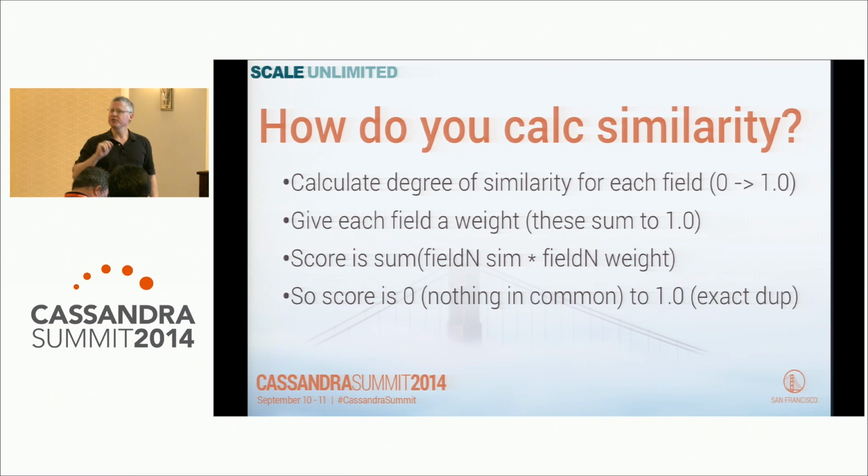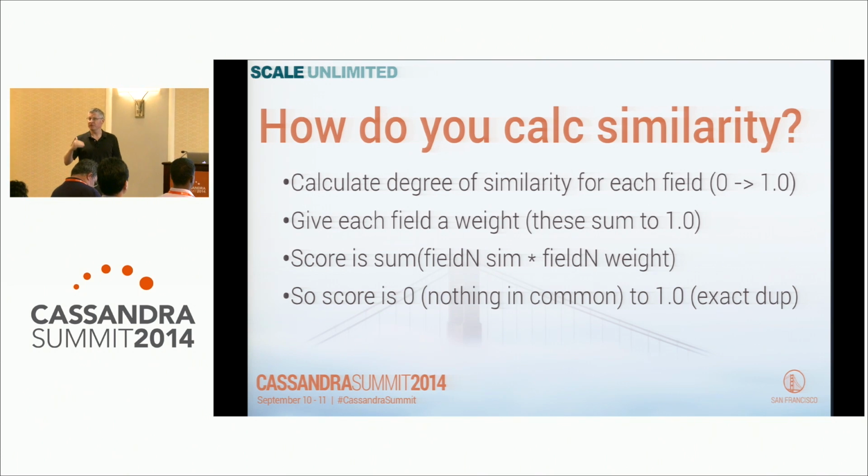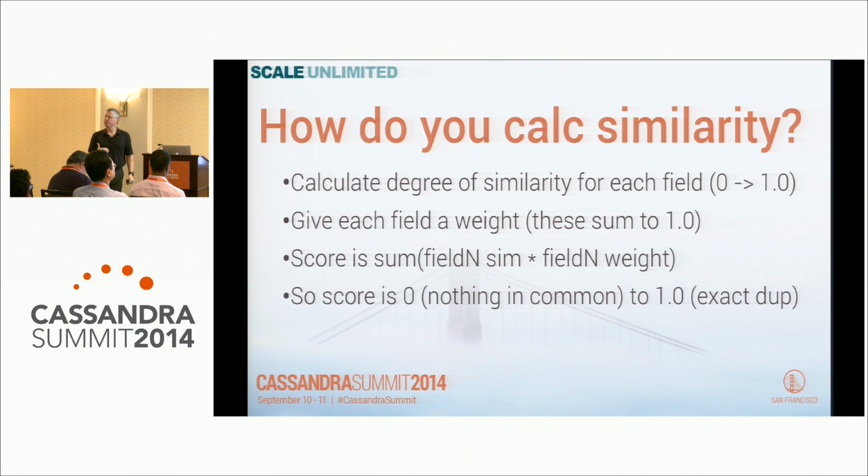And then for each field, you give it a weight. How significant is it if it matches or doesn't match? Zip code matching is more significant than state matching, because zip code is more specific than state, so it has a higher weight. If you give each field a weight from 0 to 1, and the sum of the weights of all the fields equals 1.0.